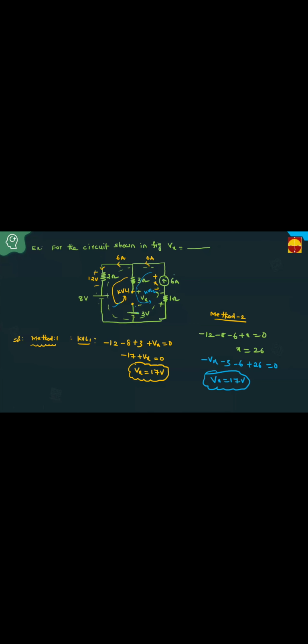Directly you apply KVL here. Or if you want to apply KVL here, first you find the voltage across this. To find the voltage across this, take the dotted line KVL. Then you can get x equal to 26. Then solve for Vx. Vx equal to 17 volts. Yes, friends, like that you have to proceed. Vx equal to 17 volts we are getting.